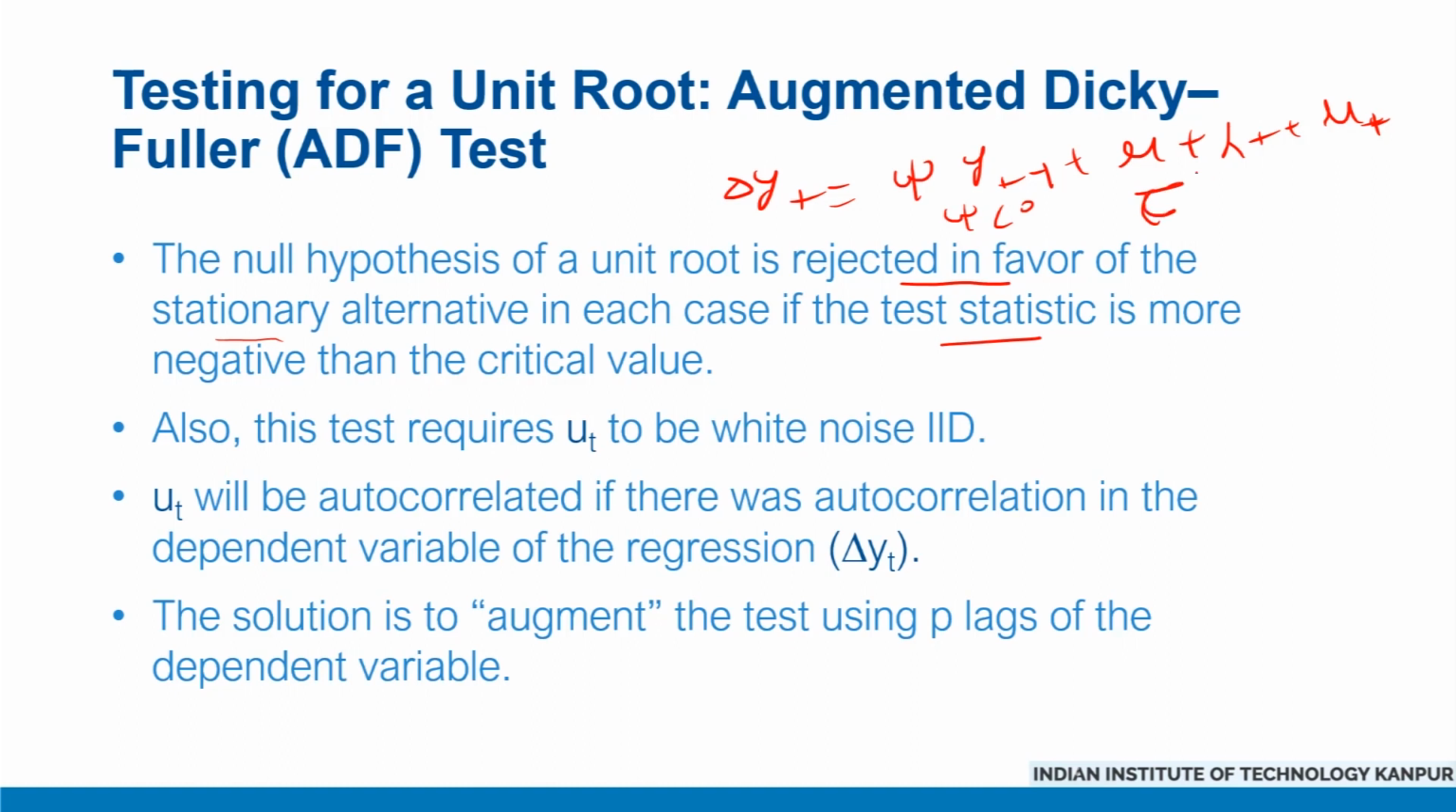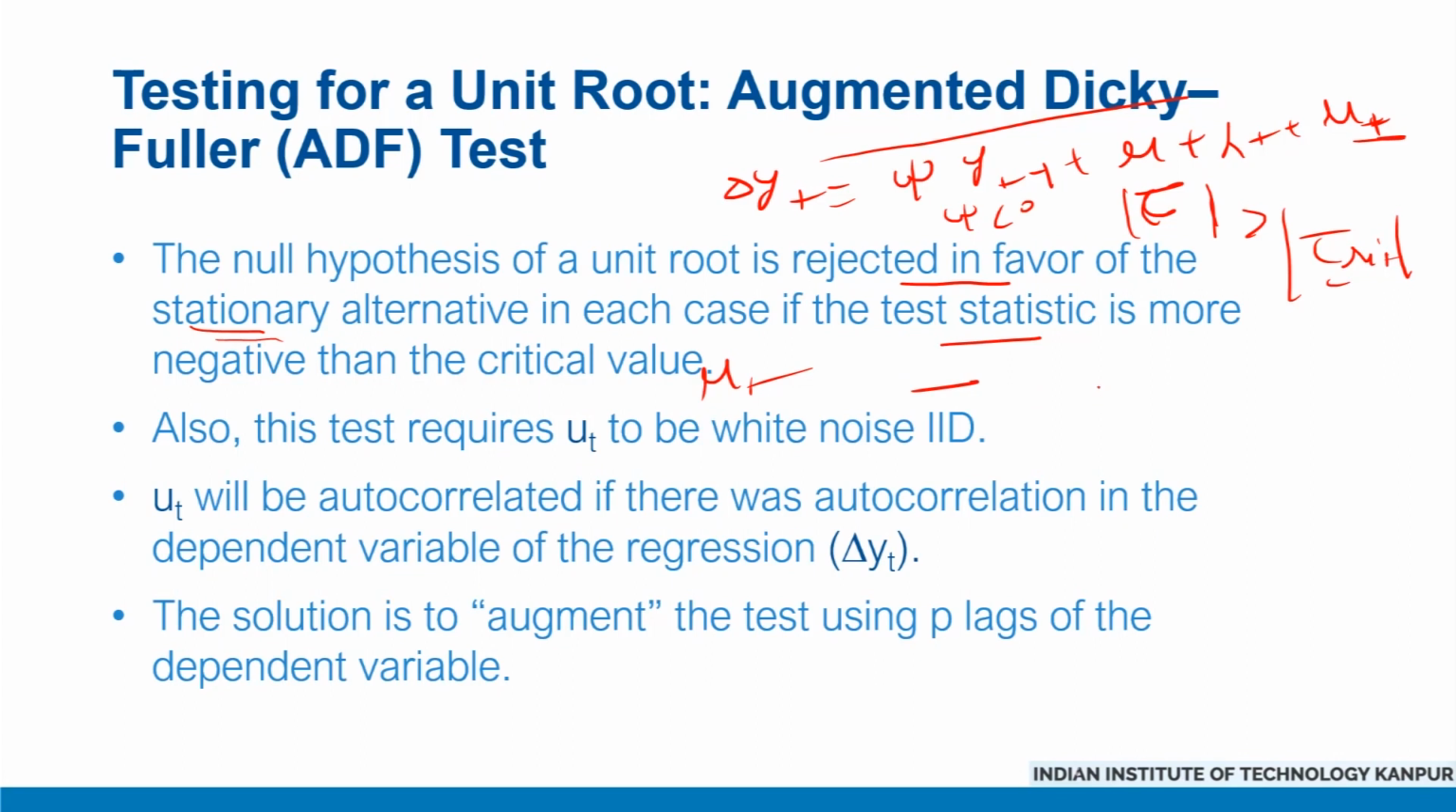Tau, what we call tau, is more negative as compared to our critical values or tau critical. So in terms of magnitude, if tau observed, or tau from the sample, is greater than tau critical, then we would reject the null of non-stationarity and say the process is stationary. However, for this kind of model to work efficiently, it is required that mu t, this error term, is a white noise IID process.